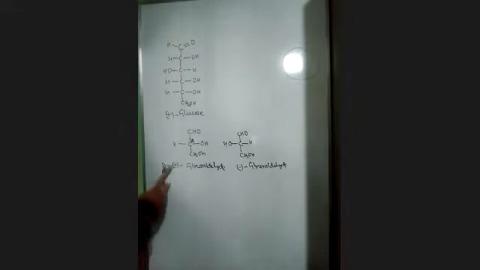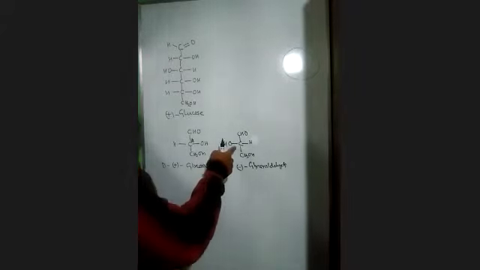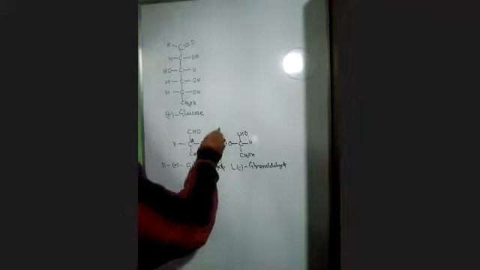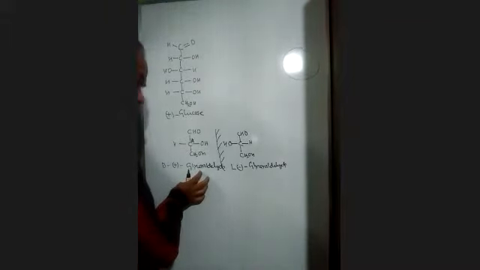Capital D says that if the group is on the right hand side of the asymmetric carbon, we are going to call it D. And actually, it says that if any optically active compound can be prepared from D-glyceraldehyde, though every molecule cannot be prepared from this, but if you break the molecule of your interest, and from there you get this one, then that molecule will be called D.